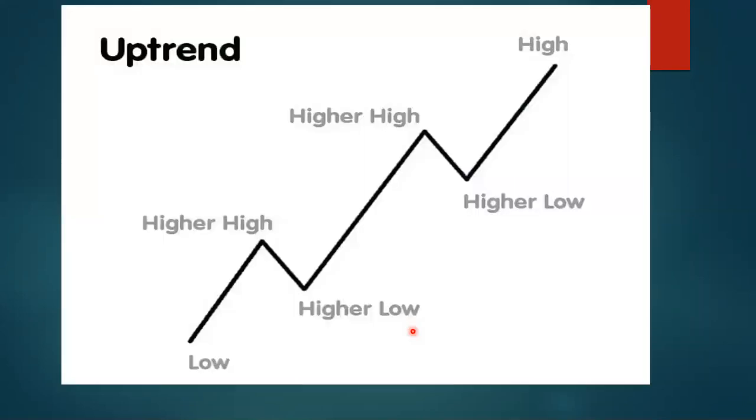Let's take a look. As we can see here, we are in an uptrend, okay? Price is going up, okay? So we have a low here, higher high, higher low, higher high, higher low, higher high, okay? This is a higher high because it's higher than this point, okay? This is a higher low because it's higher than this previous low. Higher low because it's higher than this previous low, okay?